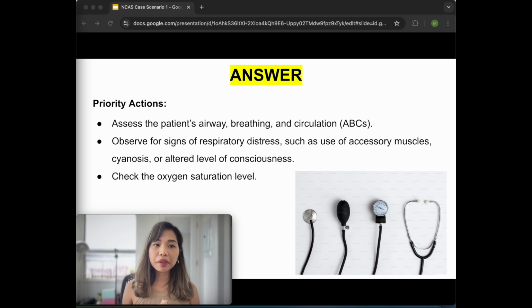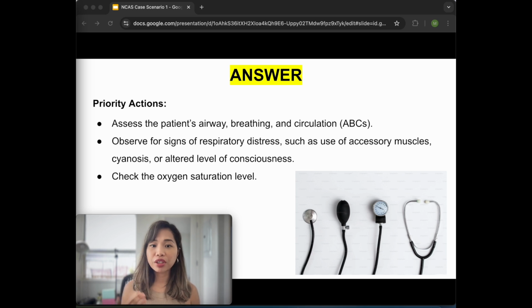So read your answer in front of you and then compare it with the answers I'm going to give you. So the priority action that you need to do based on this assessment, based on this patient's case, is to assess the patient's airway, breathing, and circulation. So that's part of the ABCs of nursing.